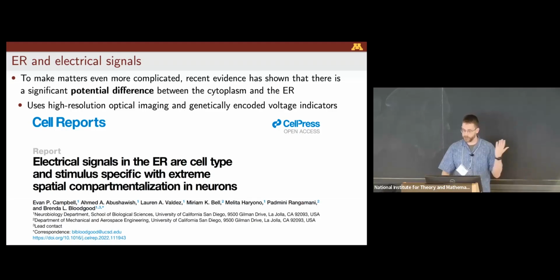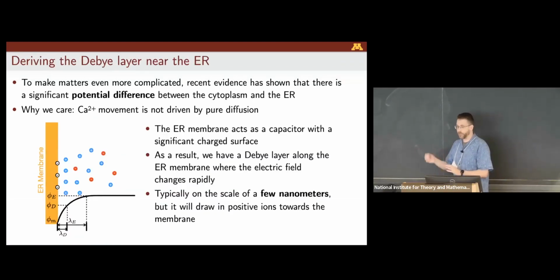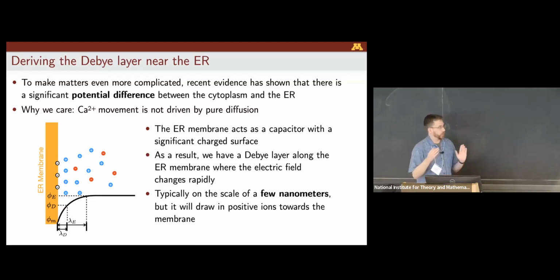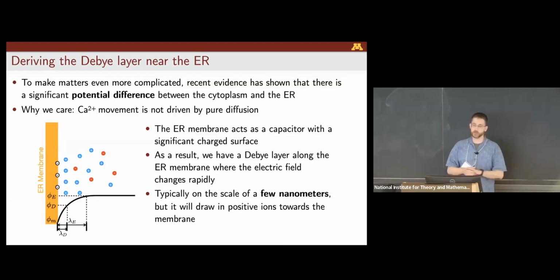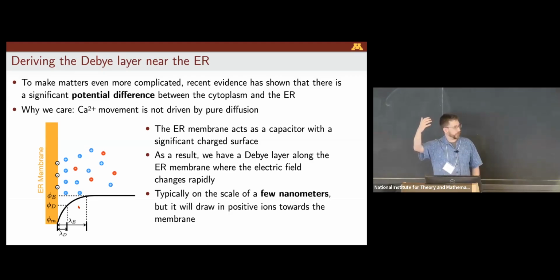Why do we care in this context that we have electrical signals in the ER? Well, as soon as you have a potential difference, you have to be careful because this thing pops up known as the Debye layer. So now you have an electrical field near the ER membrane. The ER membrane is acting as a capacitor, so there's a jump in potential. But then you have this Debye layer where we have an electrical field that's very non-trivial and changing very rapidly near the ER. Now, this is common in neuroscience, in terms of the plasma membrane.